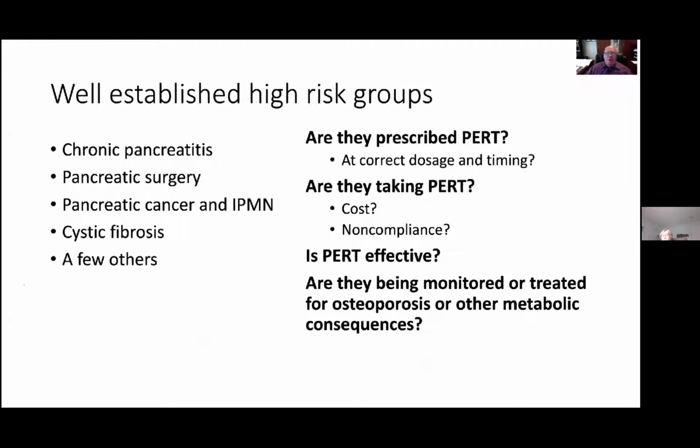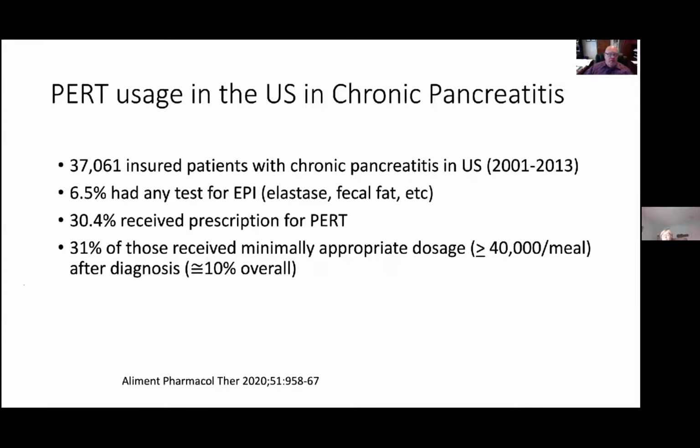And so another question really is not, are we aware that they are at risk of having exocrine insufficiency, but do they get prescribed replacement therapy at the right dose? Are they taking it? And if not, why not? And is it working? And finally, as a subset of is it working, are they being monitored for some of the more serious complications like metabolic bone disease? So there are a number of studies which have looked at various populations to try to estimate how commonly patients with chronic pancreatitis are treated.